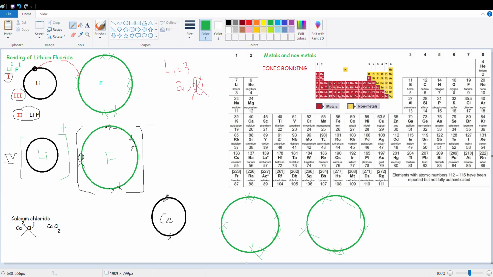So of course, of these 2 electrons, one comes over here, one goes there. So it means calcium has lost 2. I'm not drawing the diagram again, but calcium has lost 2 electrons, and each of the chlorine has gained 1 electron. That's the ionic bonding.